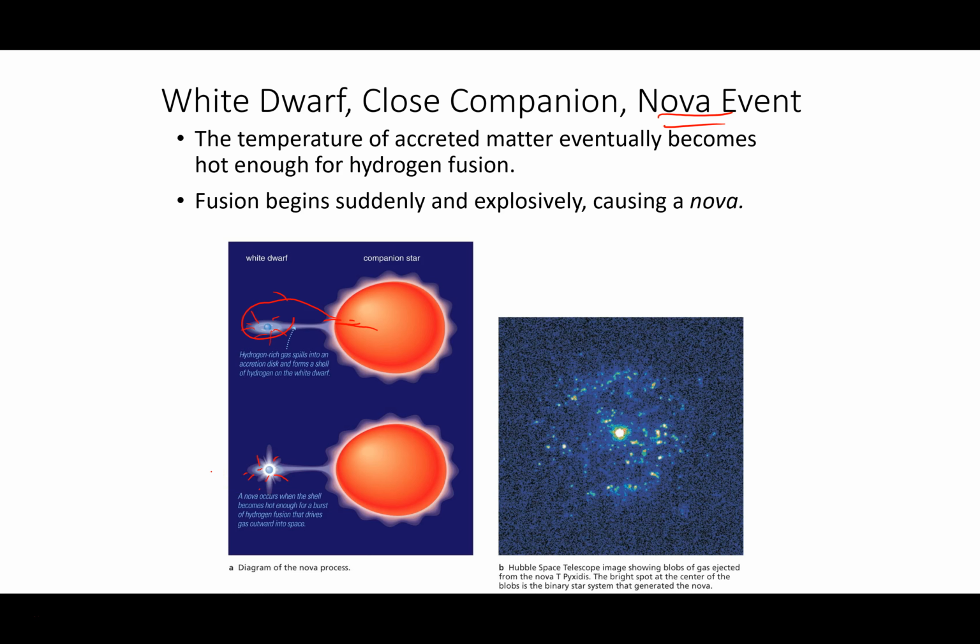The nova events appear bright to us. They release a lot of energy, and they blow off the material that had been gathering. I likened it to blowing off your blanket. The cool thing about nova events is that they can reoccur, because after you throw off your blanket, you can get your blanket back on again. So they can actually recover.